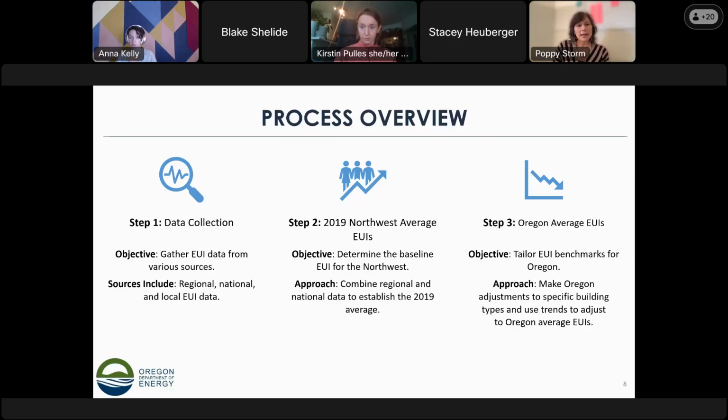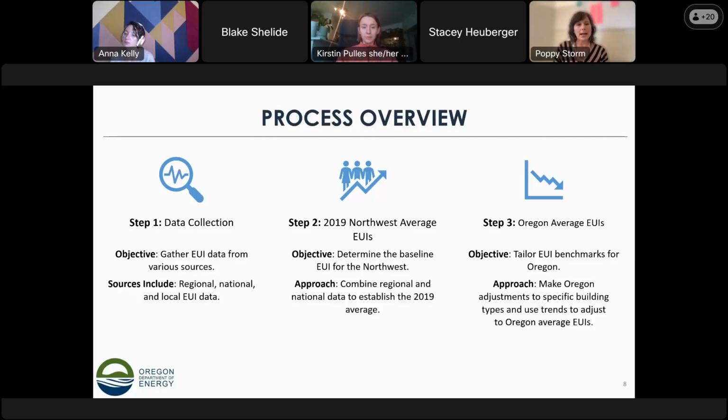So the first step here on this slide is the data collection. We gathered all the EUI data from various sources. We're going to go over some of those sources in the subsequent slides, but it really is focused mostly on regional, which is Northwest data from the four Northwest states of Oregon, Washington, Idaho, and Montana, and also national data, but taking into consideration climate adjusted EUIs as opposed to all of the standard EUIs. And then we're also looking at some local EUI data.